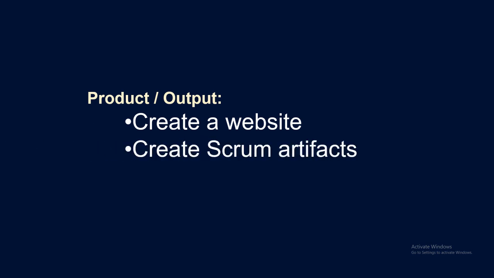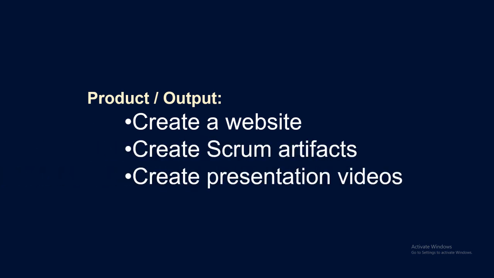So for this video, the contents will be very much similar to the PDF document wherein I will be talking about each of the artifacts, 6 artifacts. So since Scrum aims to complete a certain output or product, I choose to define the product and output to be create a website, create a Scrum artifacts, and create presentation videos.